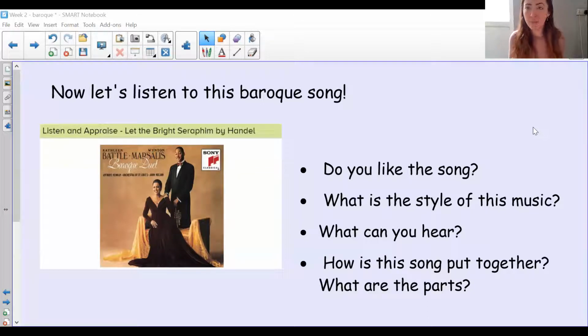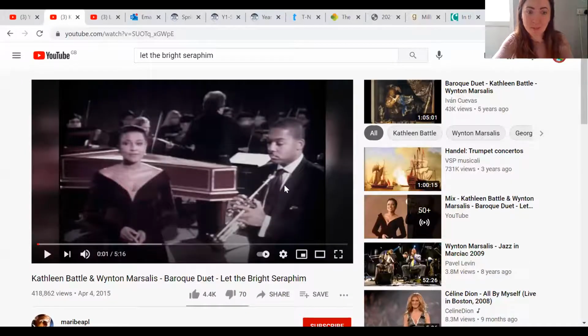So we're going to listen to the song. I'm also going to play you a video of it being performed. Now, this isn't being performed 300 years ago. The song is from around 300 years ago, but this actual performance is, I think, probably from around the 60s, 70s kind of time. So let's have a look and listen to this song. So this is performed by Kathleen Battle and Wynton Marsalis.